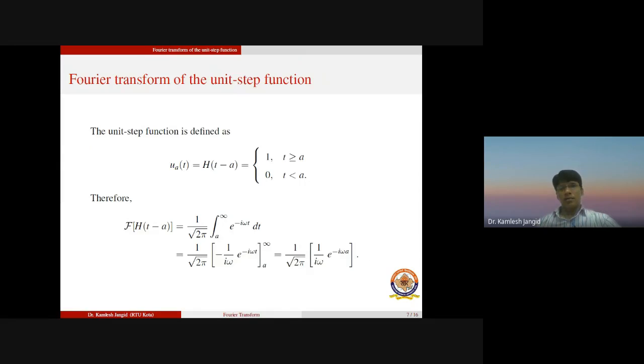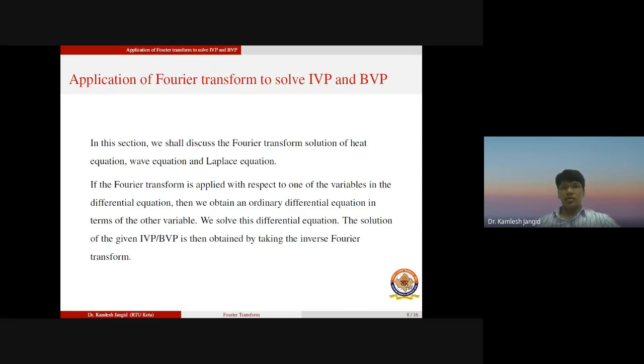Now, let us see the application of the Fourier transformation to solve initial value problems and boundary value problems. So, in this section, we shall discuss the Fourier transform solution of the heat equation, wave equation, and Laplace equation. If the Fourier transformation is applied with respect to one of the variables in the given differential equation, then we obtain an ordinary differential equation in terms of the other variable.